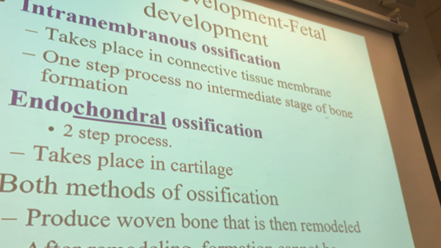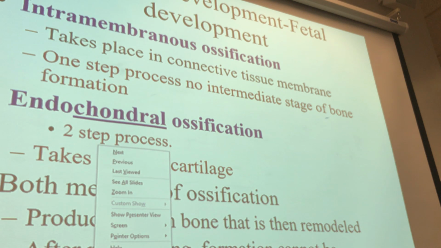Now, intramembranous ossification, you don't have this cartilage template that you make first. You just have bone cells or stem cells go to the area where you need bone. Those stem cells then turn into osteochondral progenitor cells, and they start forming bone matter immediately. It's a one-step process for intramembranous ossification, no intermediate stage of cartilage formation first. Both methods of ossification at first produce woven bone. Then that bone is remodeled into the stronger compact bone and spongy bone that we're going to see.